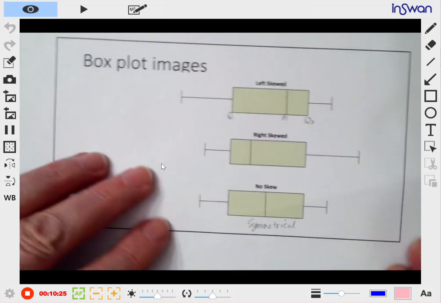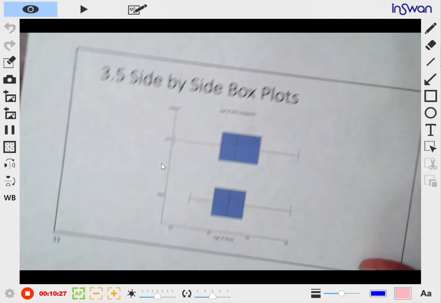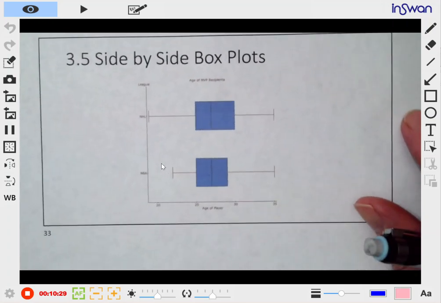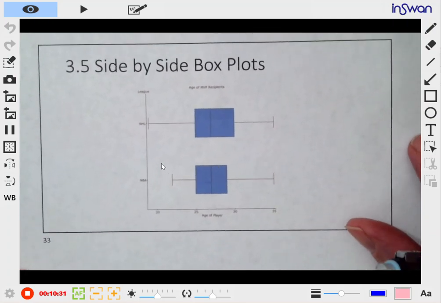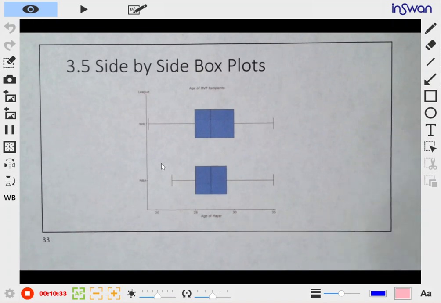All right, so I just want to mention one more thing before we go to StatCrunch. We also have what are called side-by-side box plots. I'll try to make this just a little bigger.